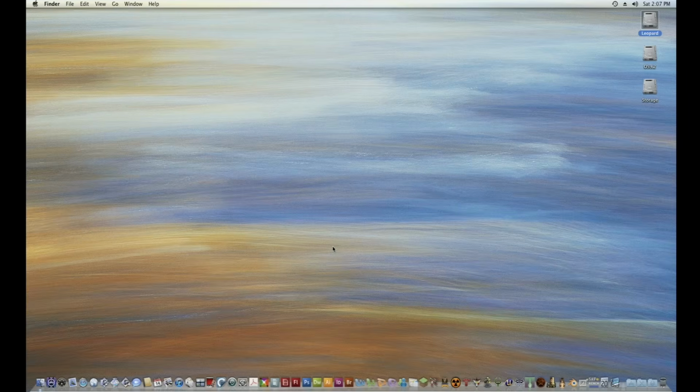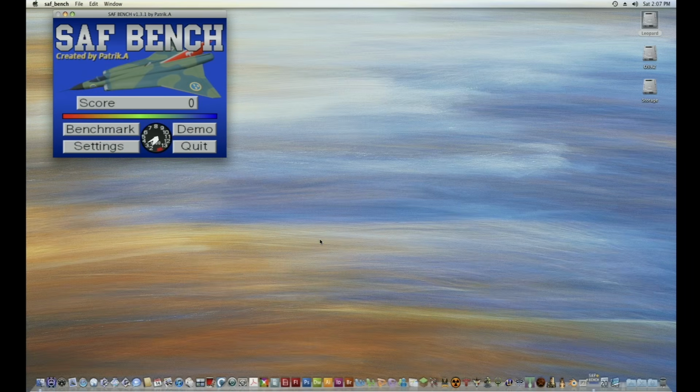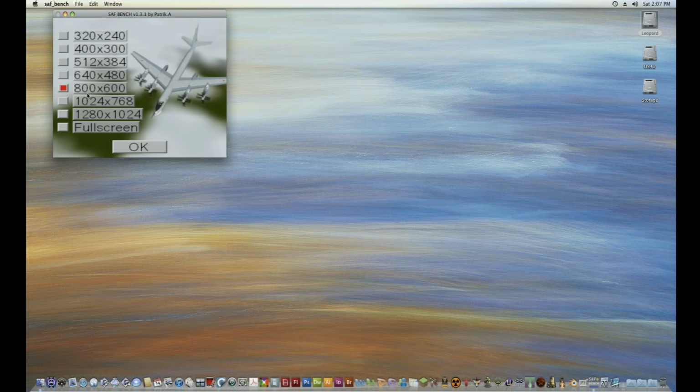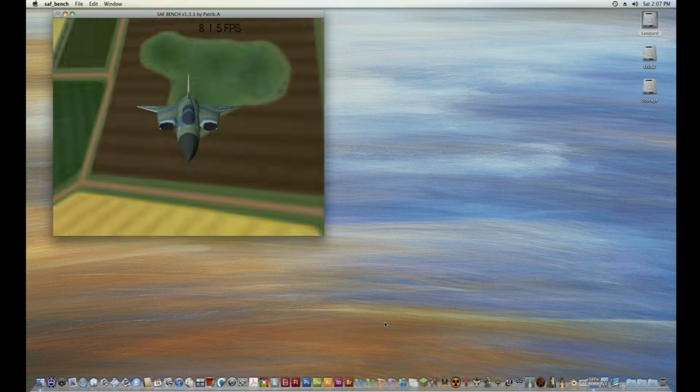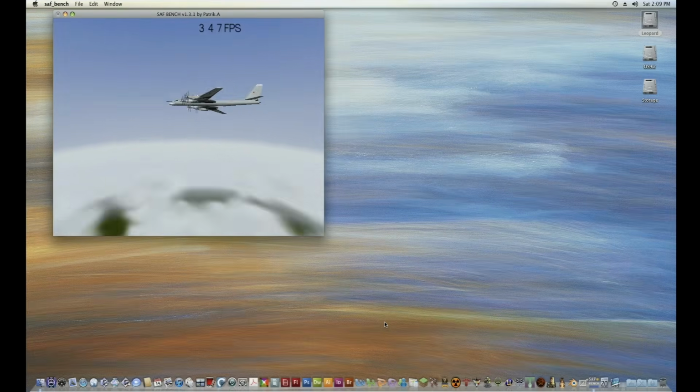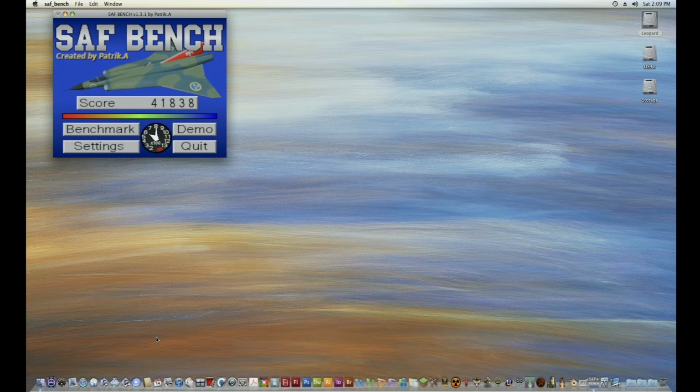First up, I'm going to get things started with the SAF benchmark in order to gauge the system's video performance. In order to keep all things equal, I've got it set to run at 800 by 600 so that it can be compared to the various other systems that I've tested before. On this run, the system achieved a score of 41,838.